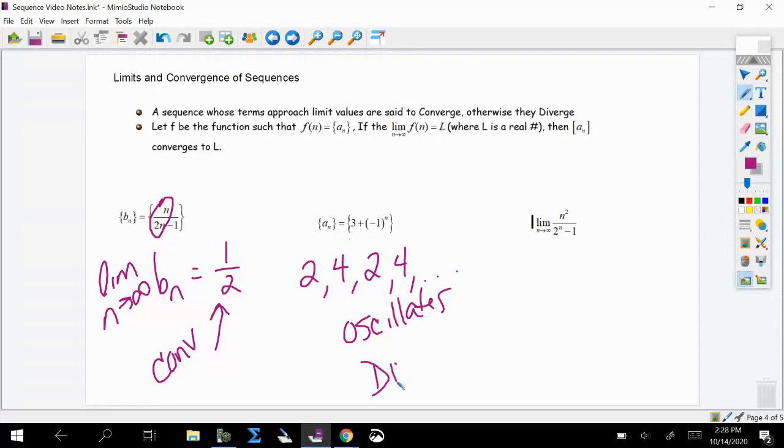And because it oscillates and never gets closer to either 2 or 4, it just bounces back and forth, we say that it diverges. It doesn't diverge because it's getting closer to infinity, it's getting bigger. It's diverging because it's never getting close to one number. It's like it can't make up its mind.